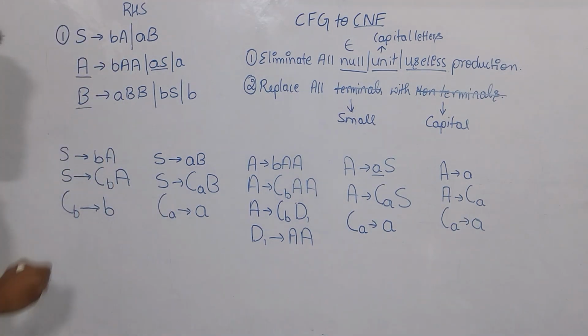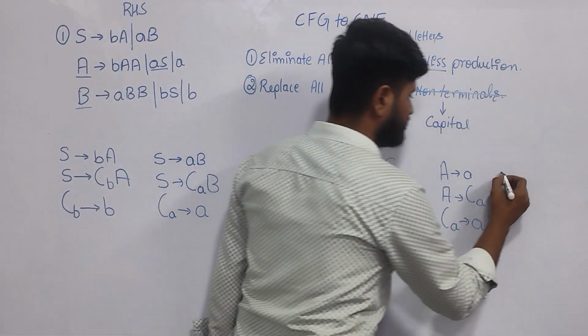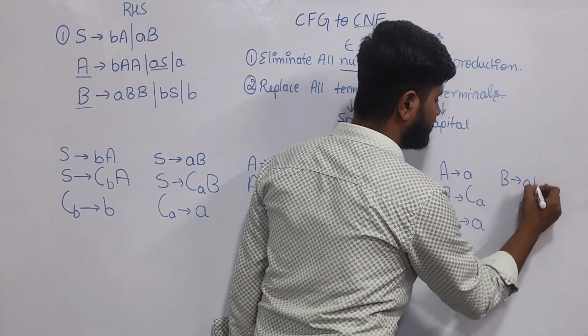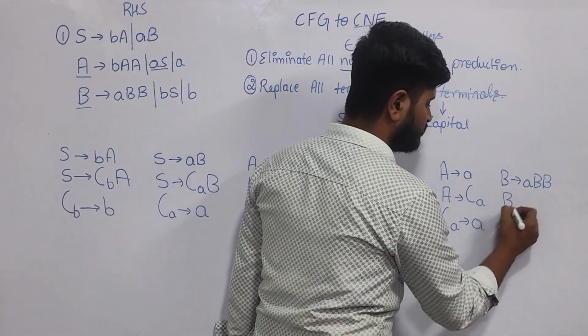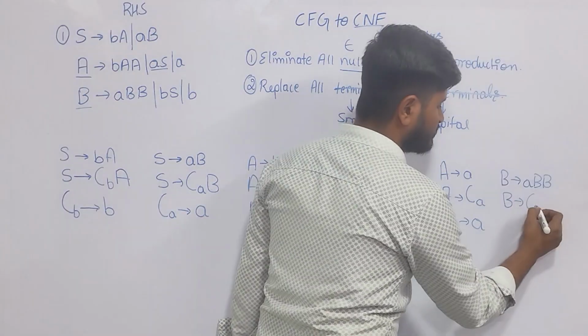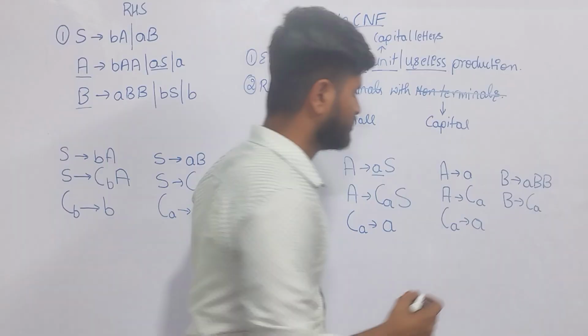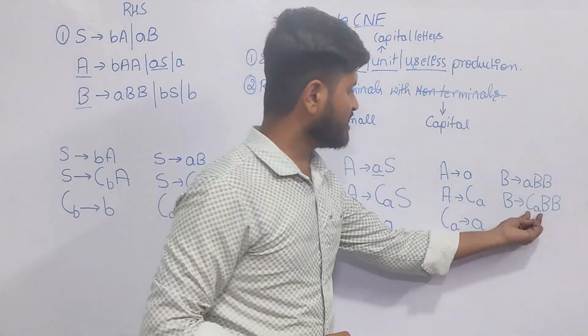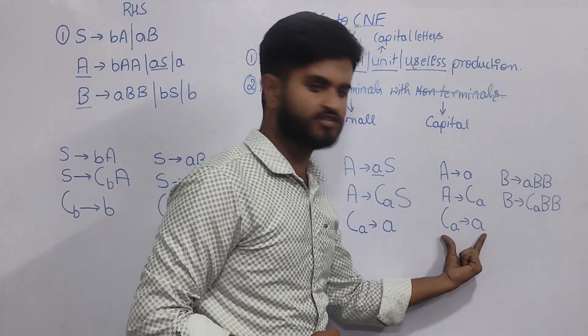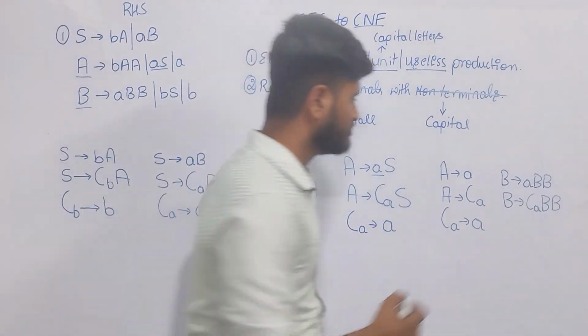Next, B is producing small letter A, capital letter B, capital letter B. I must replace small letter A. So B producing capital letter C, A, like this I wrote, and capital letter B, capital letter B. So CA is replacing small letter A, which is already written, no need to write it again.